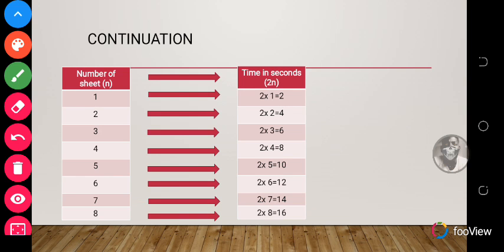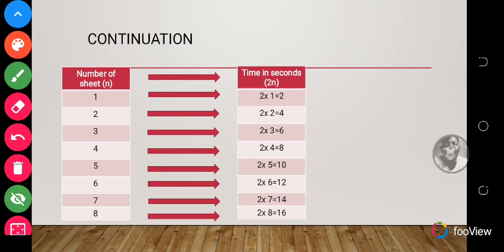So here you realize that the number of sheets is denoted by the symbol n, the time taken denoted by the symbol 2n. So the rule for the time in seconds is 2n, and the number of sheets is just n. So let's look at how they relate to each other, how number of sheets relate to time in seconds.